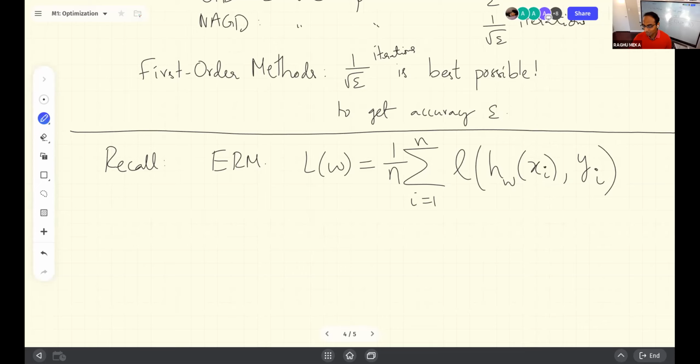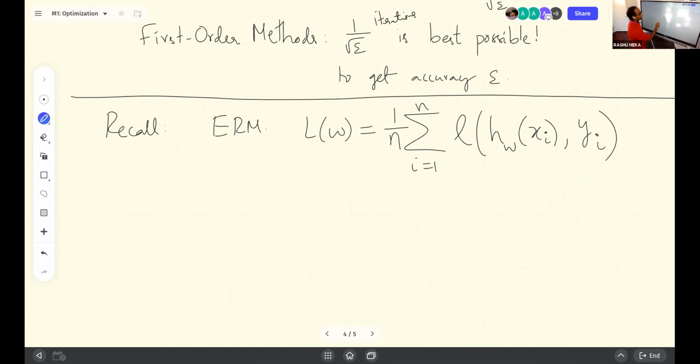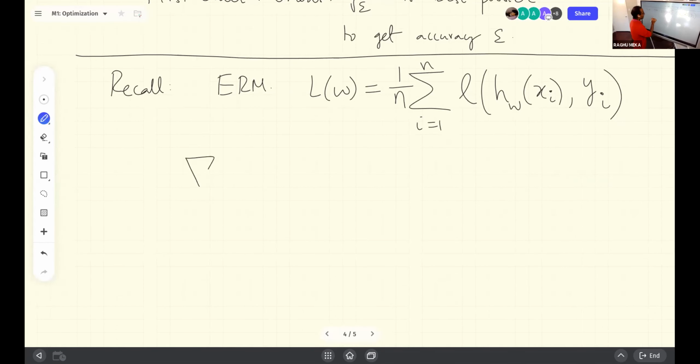Now let's see what happens if I want to run gradient descent on this. So what's the cost of such a thing? What is the gradient of this function? What would I get?